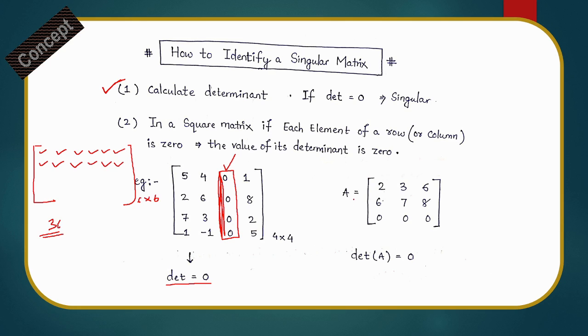Suppose another matrix is given: 2, 3, 6, 6, 7, 8, 0, 0, 0. Here the entire row equals 0. So without finding the determinant, we can say its determinant equals 0, because this property says in a square matrix, if each element in a row or each element in a column is 0, then its determinant value equals 0, hence it is a singular matrix.